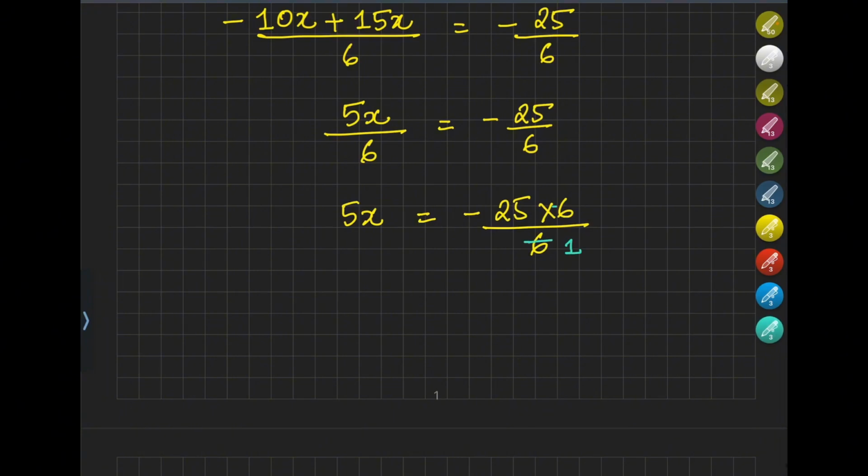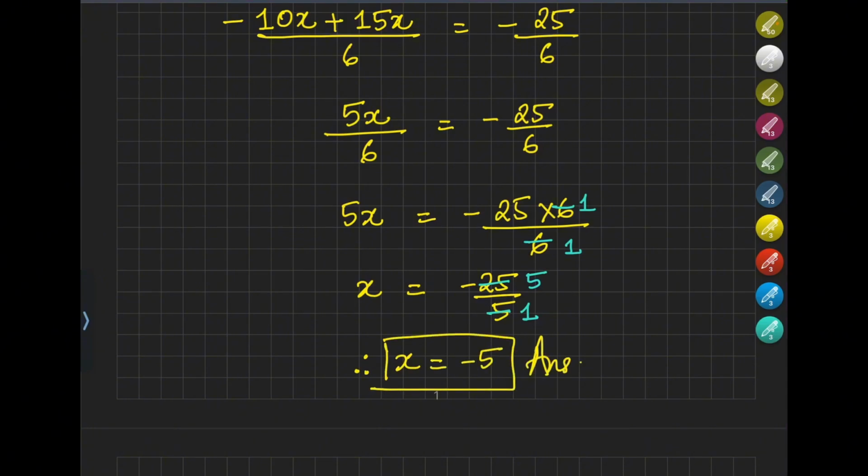6 one time, then we have x is equal to minus 25 by 5. So 5 ones are, therefore x is equal to minus 5 is the answer for this.